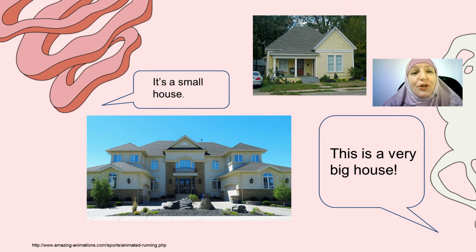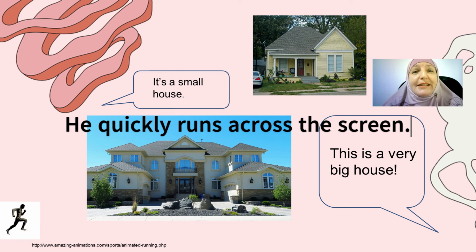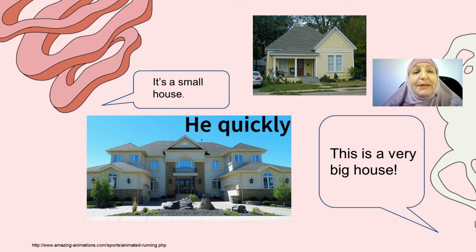Adverbs also describe verbs, like in the sentence, he quickly runs across the screen. Run is an action, so it is the verb. The adverb quickly describes how he runs. So quickly describes the verb run. Now you know how adjectives and adverbs describe nouns and verbs in sentences. These sentences make English more descriptive.